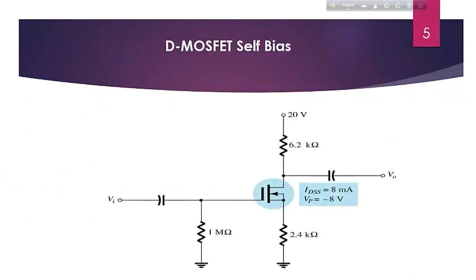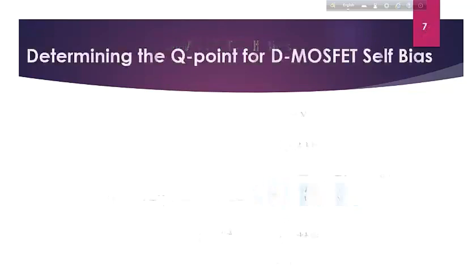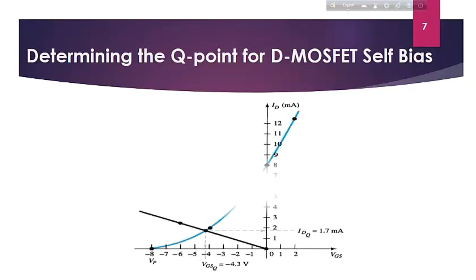DMOSFET self bias. Let's see the DMOSFET self bias. It is the picture of self bias of DMOSFET. Nothing much to show. Here is IDS. It is mentioned IDSS is equal to 8 milliampere and VP is equal to minus 8 volt. It is commonly used for calculations. Let's see how to determine the Q point for DMOSFET self bias. This is the picture showing this process.